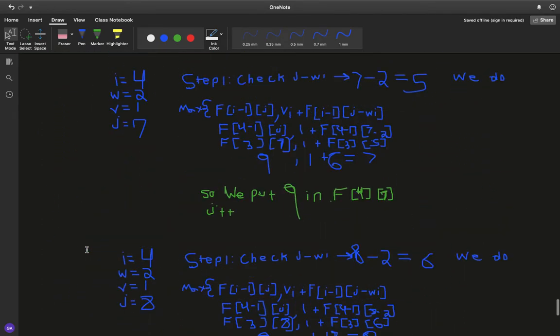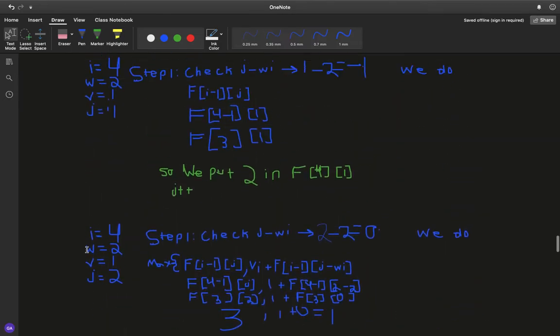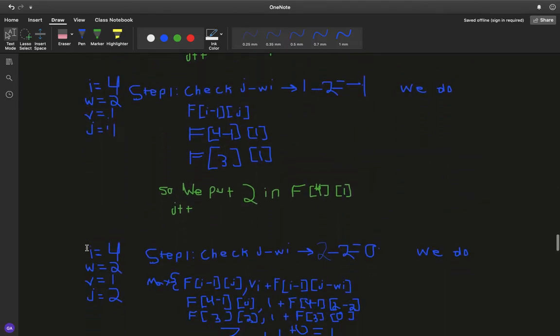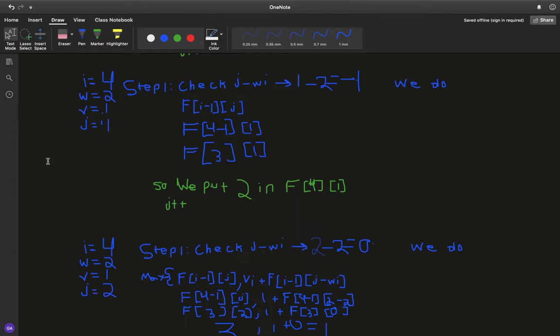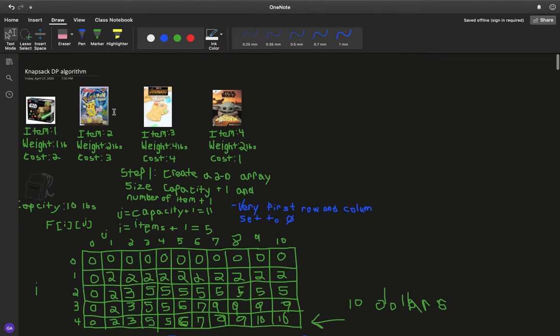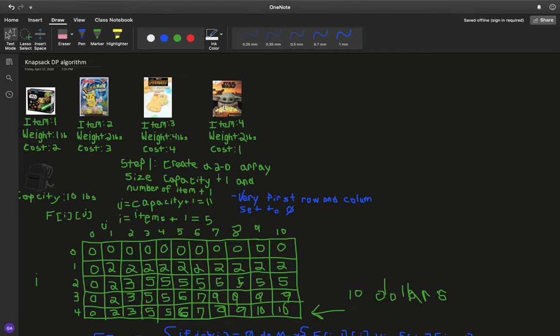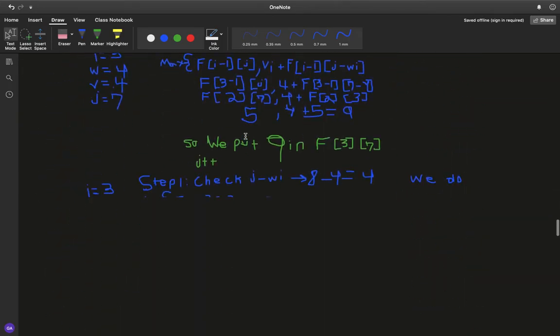I actually did all of these. These are probably the most exciting. So now we're at item number 4, and so the weight changes and the value changes. As you can see here, the weight is 2 and the value is 1. Item 4 is that Baby Yoda cereal. The weight is 2 and the value is 1.